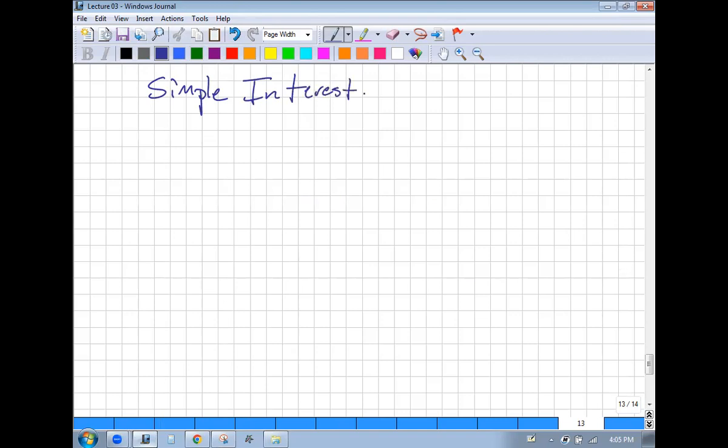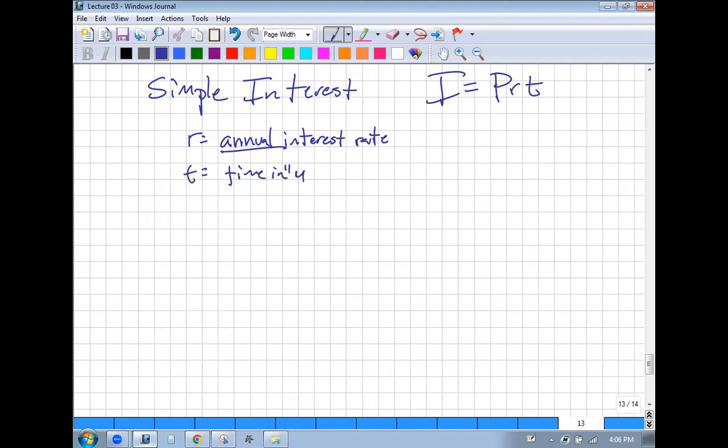This is the best formula in college. I party. You can all remember I party. I is the interest, P is the principal, R is the annual interest rate, and T is the time in years. Principal is the amount of money that you put in the bank or are investing. R specifically is an annual interest rate. The word annual is important. I think I misspelled it. Annual. T is the time, specifically in years.